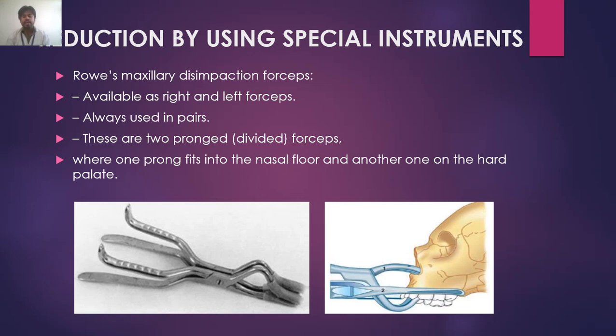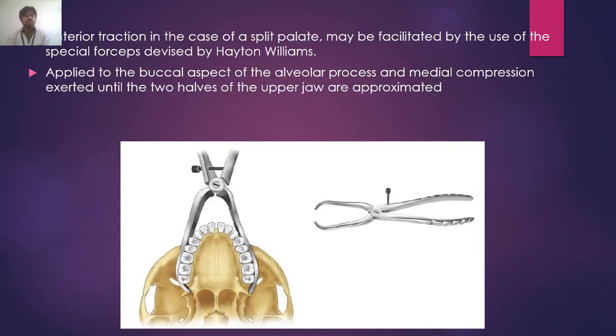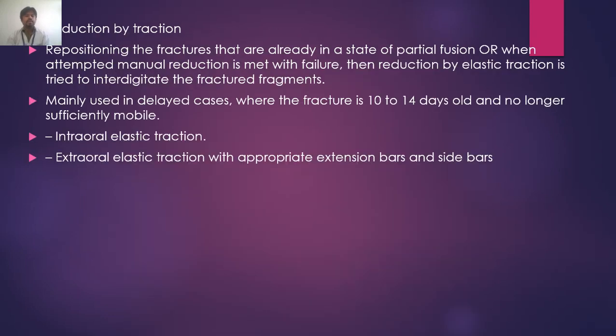In the right hand side photo, we can see Rowe maxillary disimpaction forceps being used in conjunction with a Hayden-Williams. Reduction in case of split palate can be facilitated by the use of a special forceps device by Hayden-Williams applied to the buccal aspect of the alveolar process and medial compression exerted until the two halves of the upper jaw are approximated.